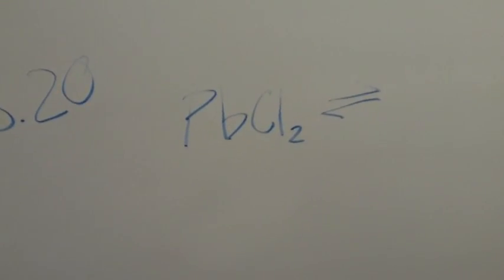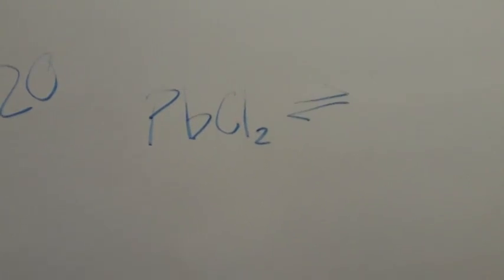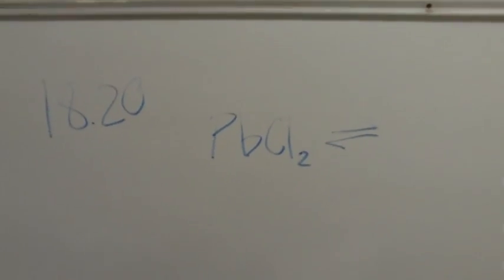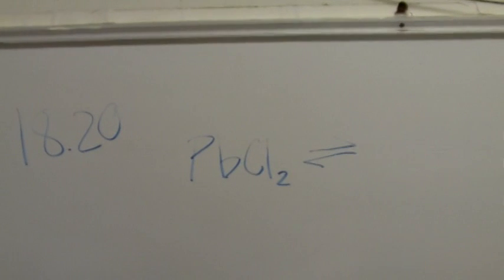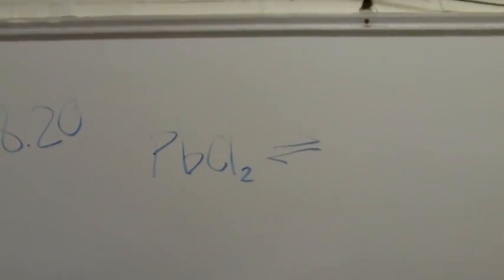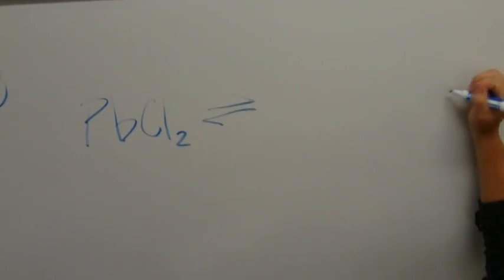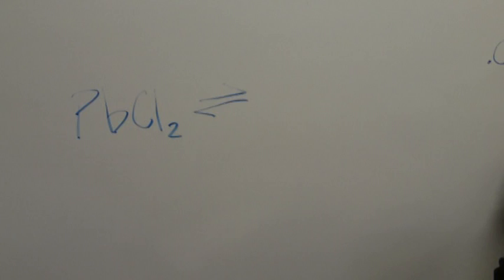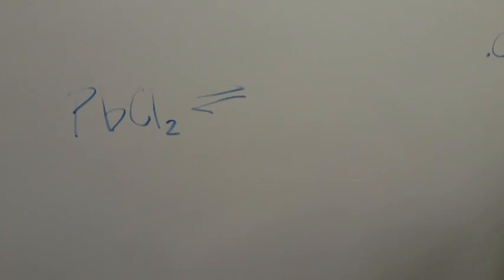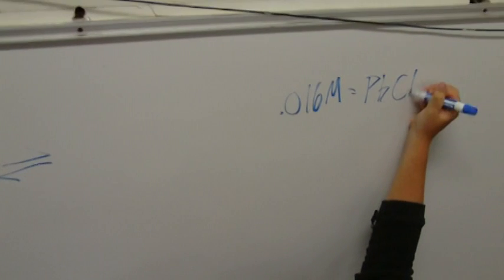18.20. In water, the solubility of lead chloride is 0.016 molar. Use this information to calculate the value of the Ksp for lead chloride. All right, so we know that lead chloride has a solubility of 0.016, and we'll want to keep that in mind just a little bit.